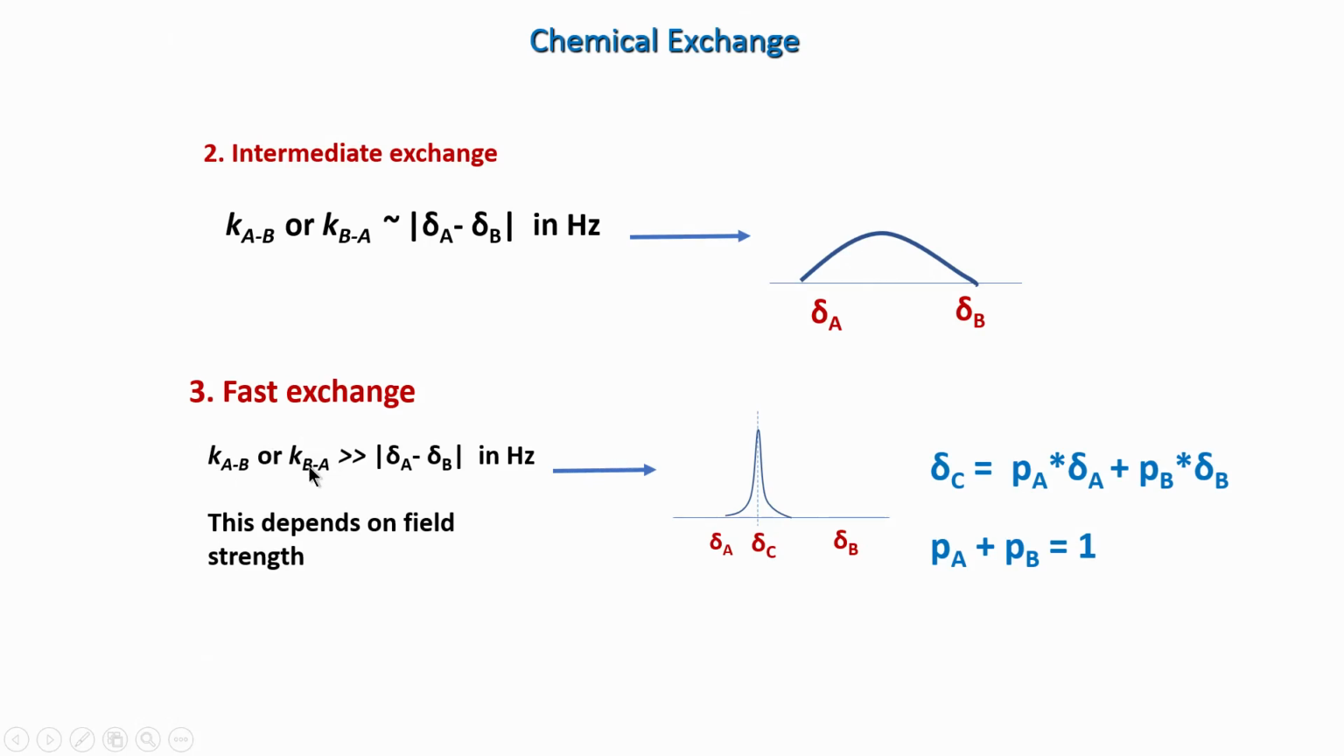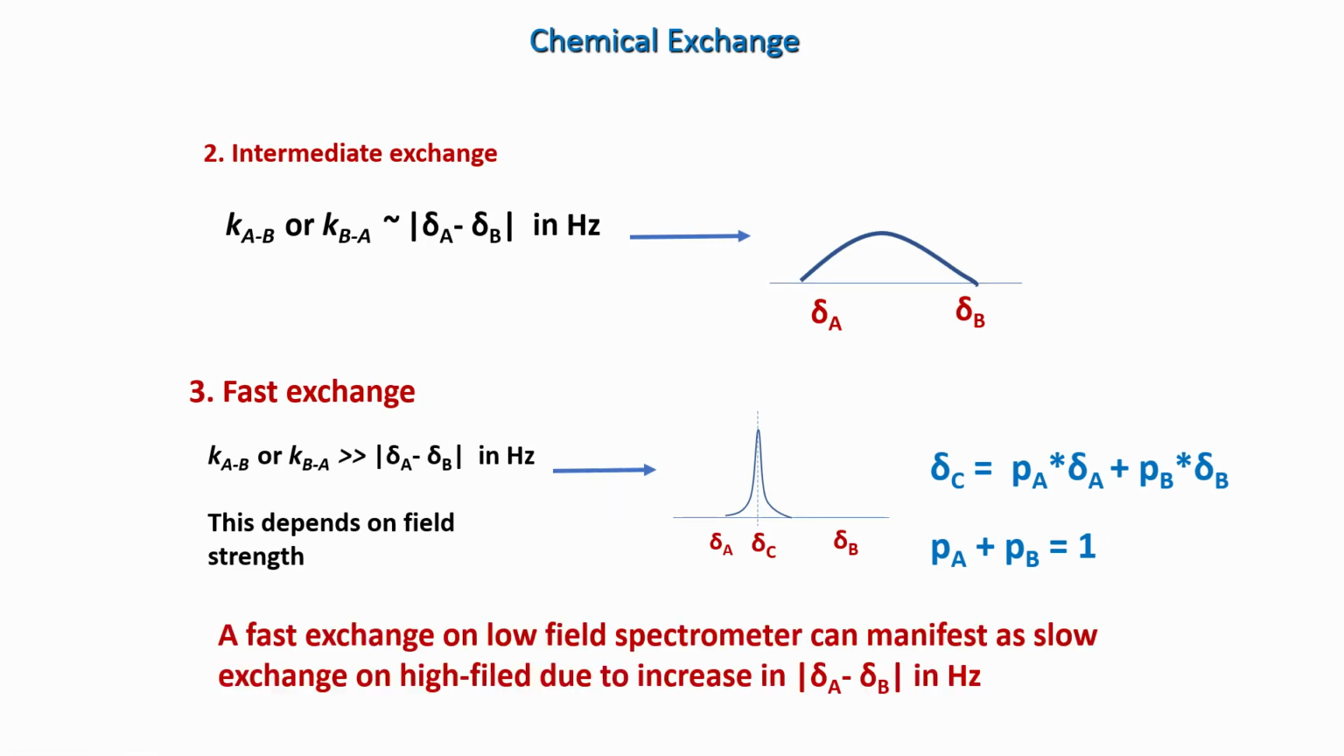That means whether I call it fast or slow all depends on the field strength I am using. So, it may happen that at 200 or 300 megahertz, what I call fast may become slow at 800 megahertz. This is a very important concept: chemical exchange regimes are based on the field strength. This is what is mentioned here. A fast exchange on a low field spectrometer, suppose 200 or 300 megahertz, means this k value may be bigger than the difference.